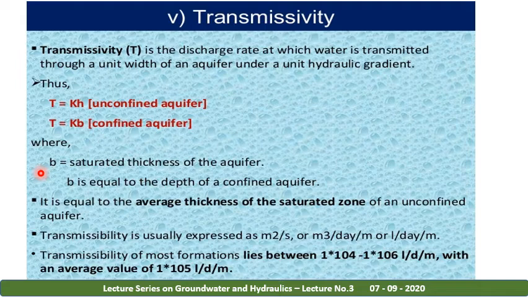Transmissivity of most formations lies between 1 into 10 to the power 4 and 1 into 10 to the power 6, with an average value of 1 into 10 to the power 5 liters per day per meter.